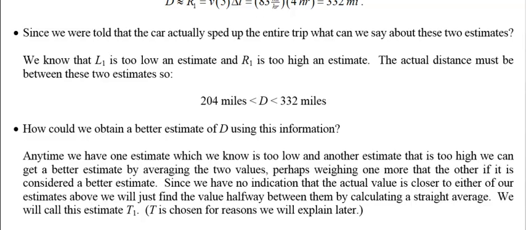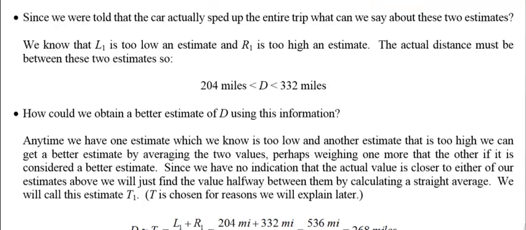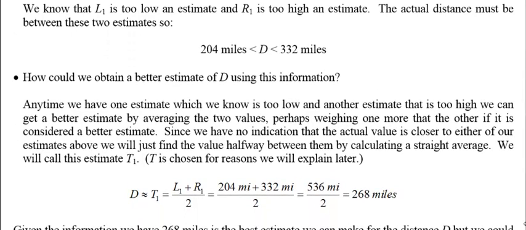Now, in this particular case, there's no reason to believe the left or the right estimate is any better than the other one, and so we'll just do a straight average of the two. That is, we'll add L1 plus R1 divided by 2. That's going to be an estimate we're going to call T1. I'll explain later why we choose the letter T.